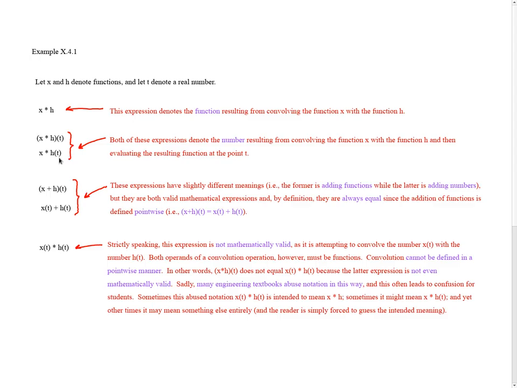Because h of t is a number, it's the result you get by plugging the value t into the function h. And because you can't convolve a function with a number, because convolution has to involve two functions, interpreting it with the order of function evaluation first followed by convolution doesn't make sense. Therefore, this expression here must mean this expression here. In other words, the first set of parentheses in this expression are implied when we write this expression below.